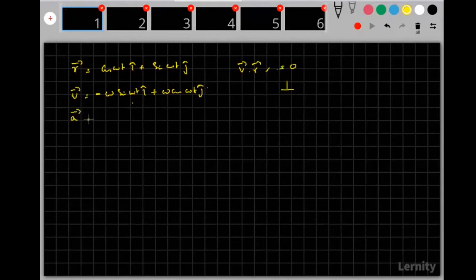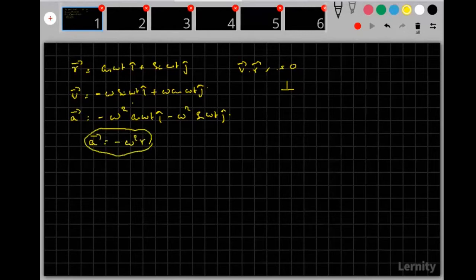Similarly, I can find out the acceleration vector. Acceleration vector is equal to minus omega squared cos omega t i cap minus omega squared sine omega t j cap. So basically you will see that acceleration vector is equal to minus omega squared r. So here you see perpendicular. So this refers to basically circular motion. So the options: v vector and a vector are both perpendicular.